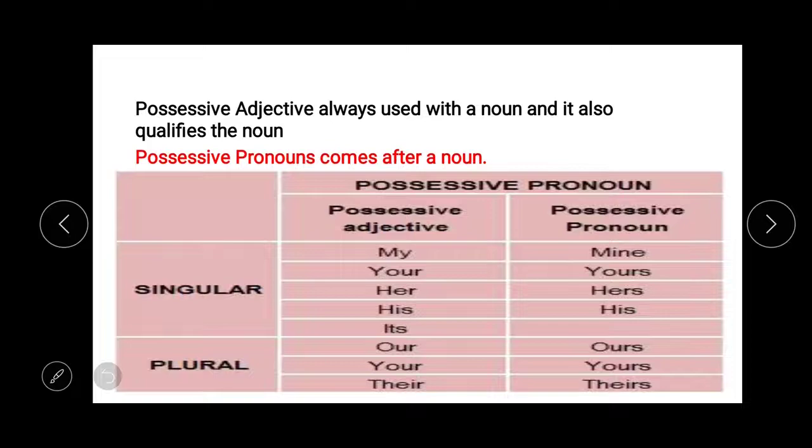Then let me show you the plural possessive adjectives, which are our, your and their. On the other hand, the plural possessive pronouns are ours, yours and theirs. So students, this is a very important table. Please note it down in your classbook copy, mentioning the topic and today's date.